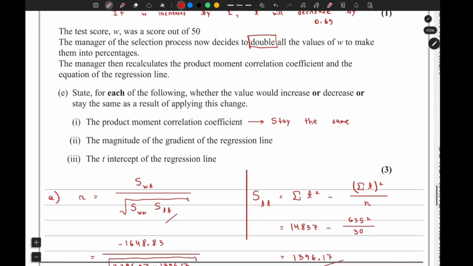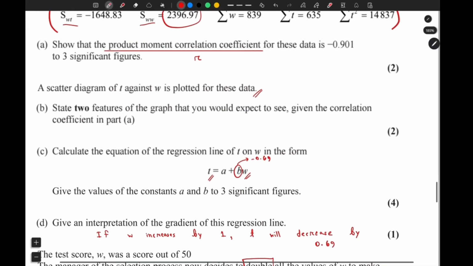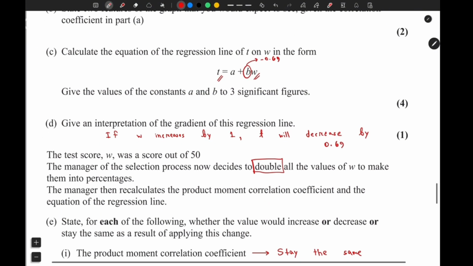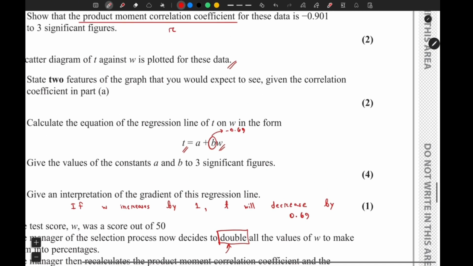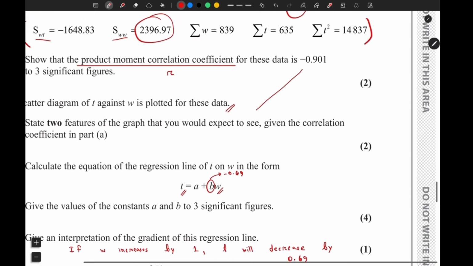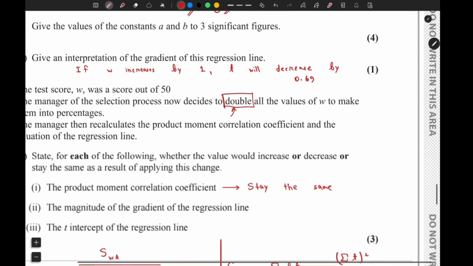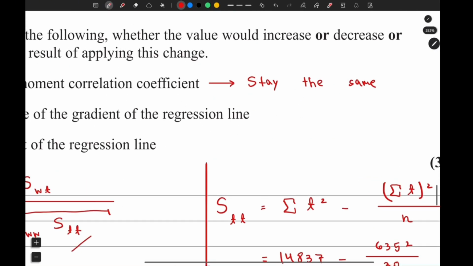Now for the second part, the magnitude of the gradient of the regression line. If W increases by 2, which means the value of W is doubled, then if the line looked like this, the new line will look something like this. It will be a shallower line. So we can say that the gradient will decrease.